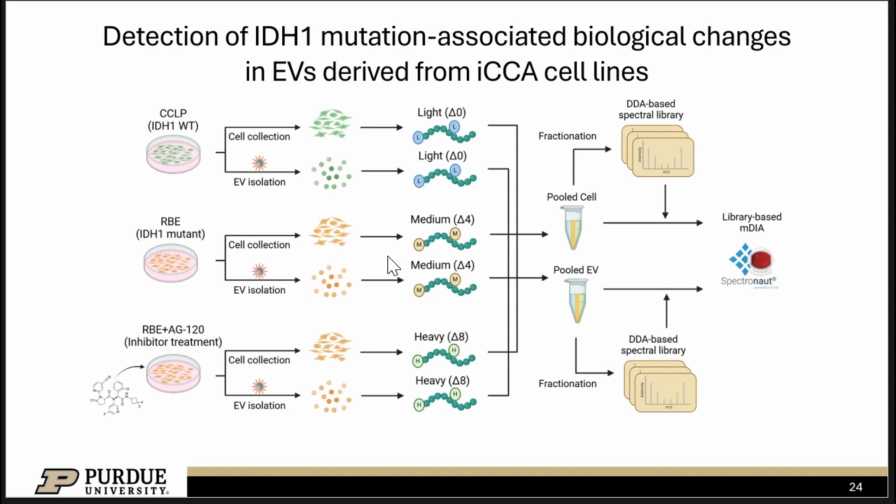In this experiment, we use three cell models and these three conditions, including the CCLP cells, which is the IDH1 wild type iCCA cell line, and also the IDH1 mutant cell line IRBE, and also the mutant cell line treated with the inhibitor. And then we took the cells and also EVs and labeled them separately and also detected them using the library-based multiplexing DIA, the workflow we just established before.